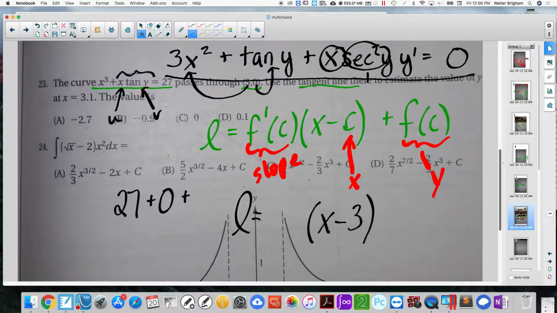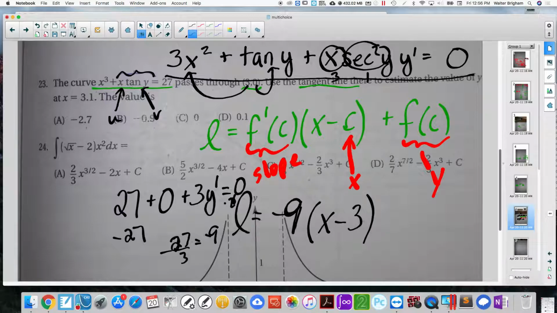This thing is 3. And like I said, this is longer than a multiple choice problem would be. They're just doing it to make us work. 27 plus 3y prime equals 0. Can I figure out what y prime is now? Yes, y prime equals -9. She subtracted 27 from each side, and then divided that by 3, and got -9. So that's my equation for the line.